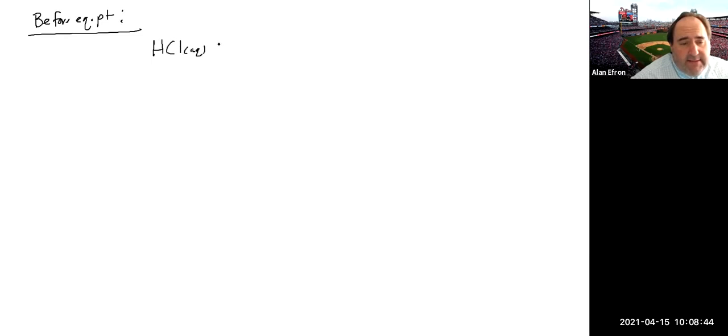So let's talk about what happens before the equivalence point. It is after, obviously, we started adding some sodium hydroxide in this case. We will get a reaction between the hydrochloric acid and the sodium hydroxide, and it will be that same reaction that we just talked about.